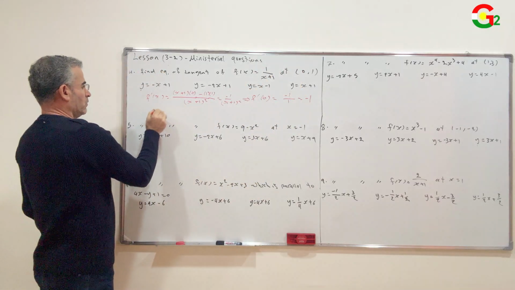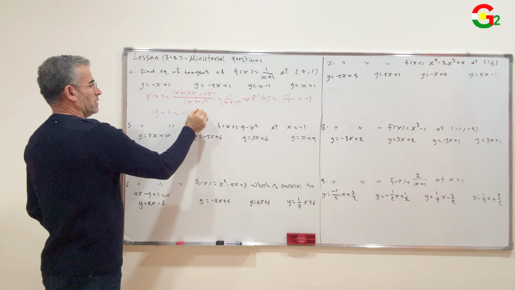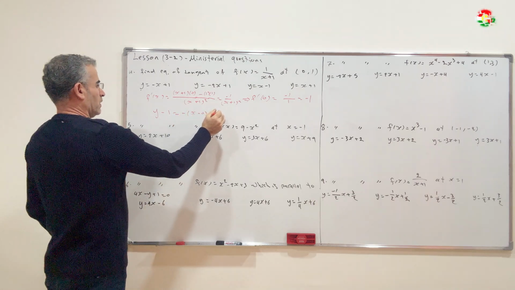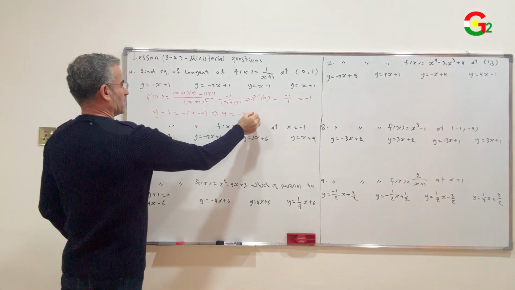Now the equation: y minus y1 equal the slope times x minus x1, 0. Therefore, y equal to negative x plus 1.